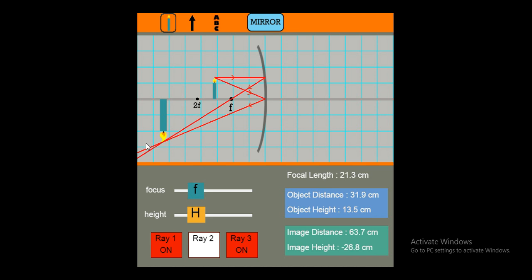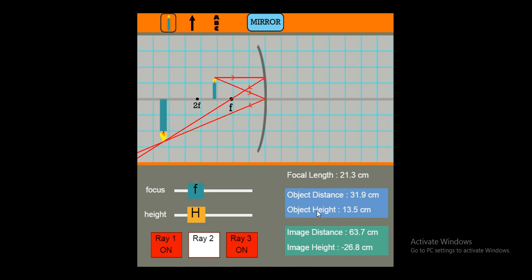Then we can find the intersection point of these two reflected rays. This is the place where the image is formed. This is the image of this object. Then you identify the features of this image. Now you can explain these features by looking at this image. The image is inverted, and also larger than the object.